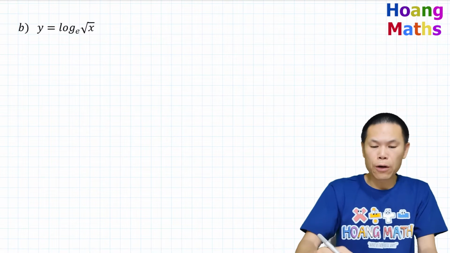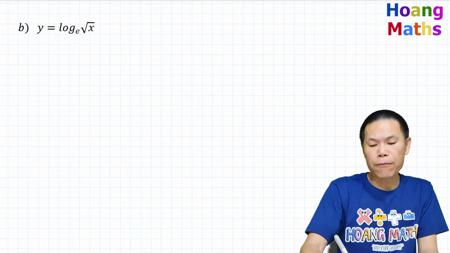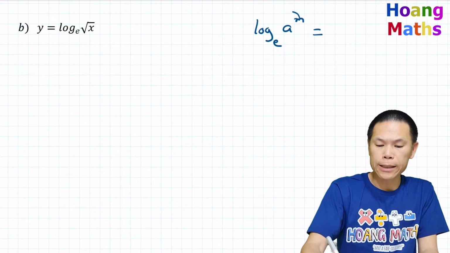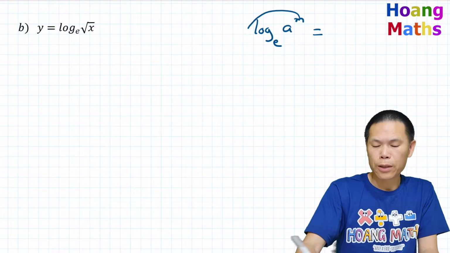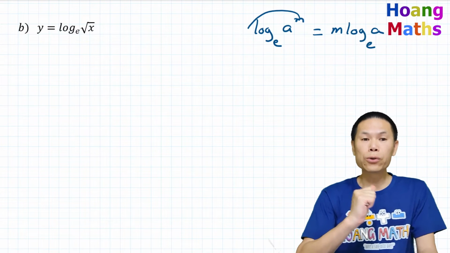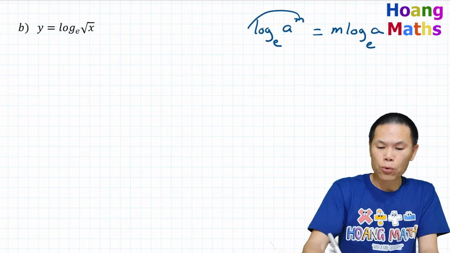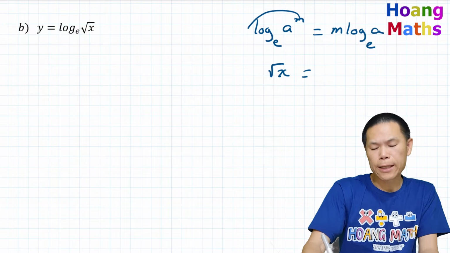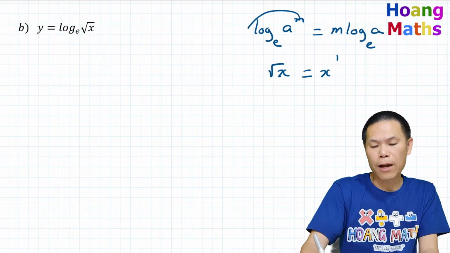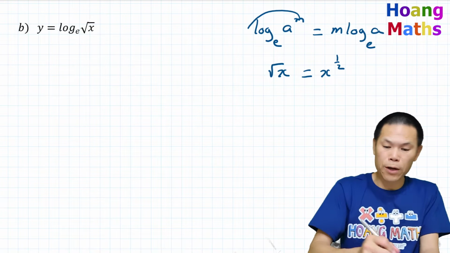Part B. Don't forget, we have log base e of a to the power m is exactly the same as m log base e of a. This is the rule we're going to use. But then you remember, square root of x is exactly the same as x to the power of half. So let me just write it in this form first.